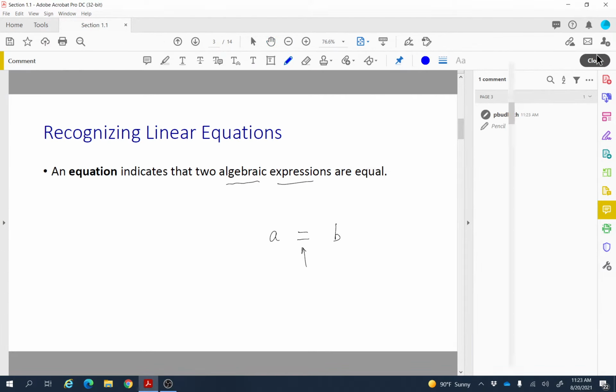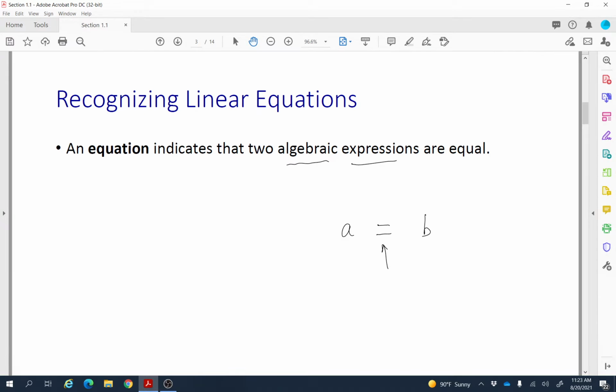Okay, so let's go here. For example, let's say 3x plus 5 equal 2x plus 1. So this on the left side, that is an algebraic expression where x is a variable, and on the right side there is another algebraic expression where x is a variable. And because in between the left hand side and right side there is this sign, that's why it's called an equation.